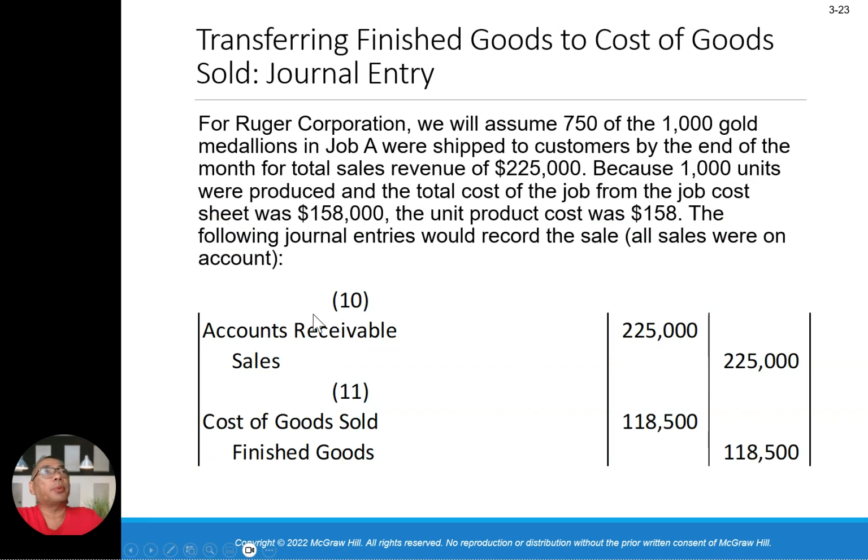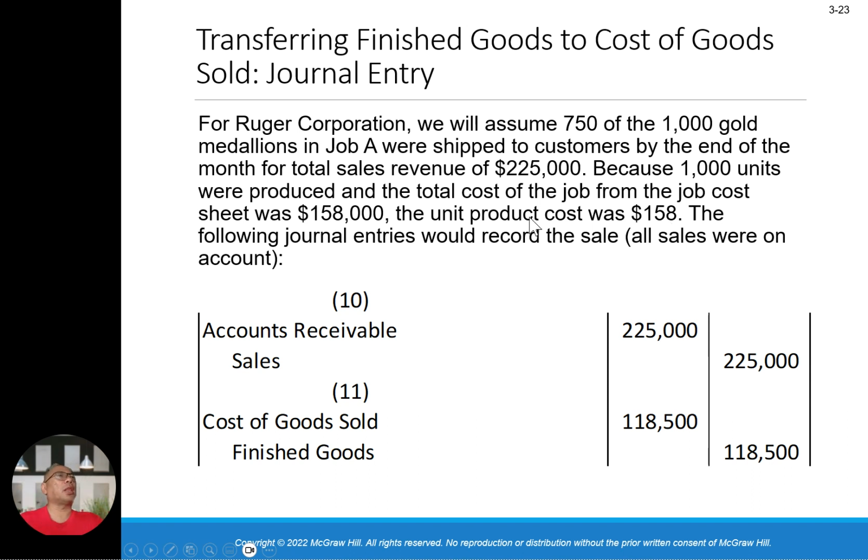Look at the next one, which is transferring finished goods to cost of goods sold in terms of journal entry. Assume 750 of the 1,000 units made in job A were shipped to the customer by the end of the month for total sales revenue of 225,000. Because 1,000 units were produced and the total cost from the job cost sheet is 158,000, the unit product cost was 158. Okay, so you assume this one.